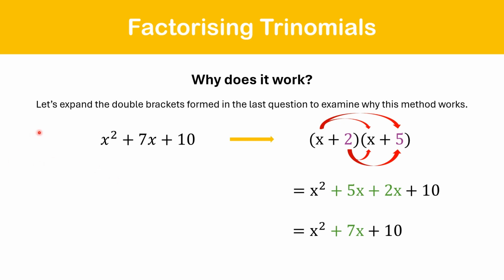So if we end up with double brackets once we've factorized a trinomial, what we can actually do is expand the double brackets to work out why it works. So we know when we expand double brackets, we use the crab claw, and we times the short, we times the long, times the short, times the long. And what we end up with is x times x, x squared, x times 5, 5x, 2 times x, 2x, 2 times 5, 10.